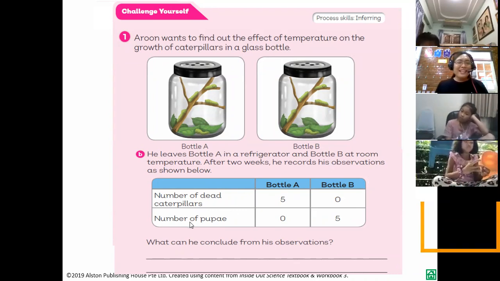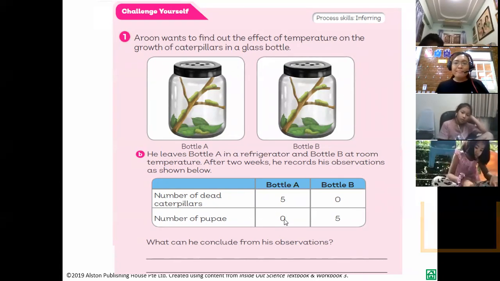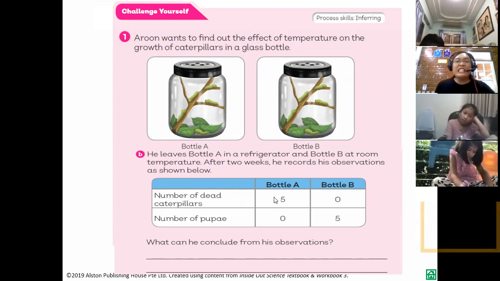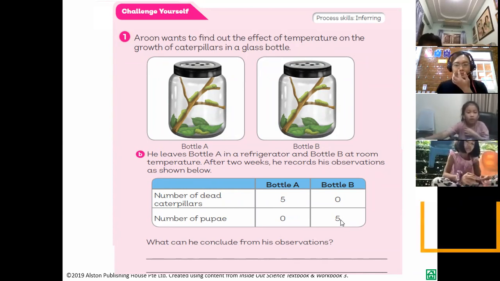Okay. Next, number of pupa or pupae. So in bottle A, how many pupa in bottle A after putting the bottle? Zero. And how many pupae in bottle B? Five. Okay. What can he conclude from his observation is this one.